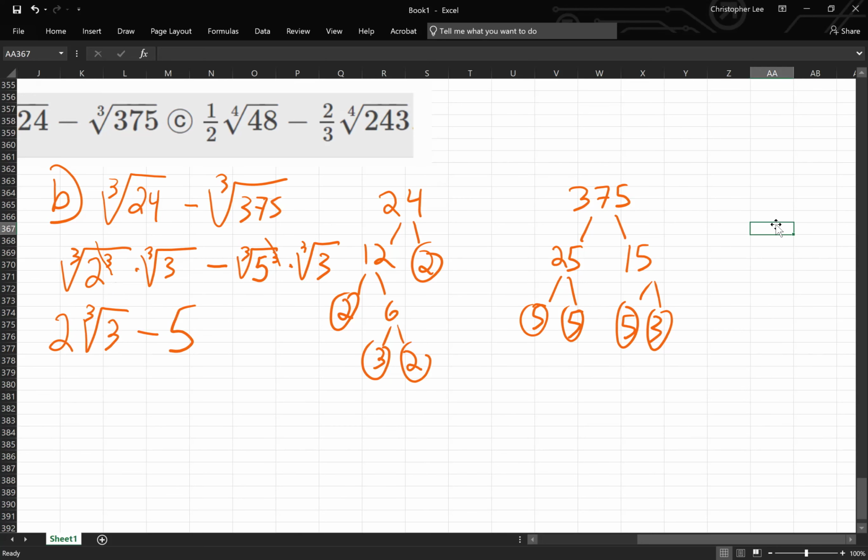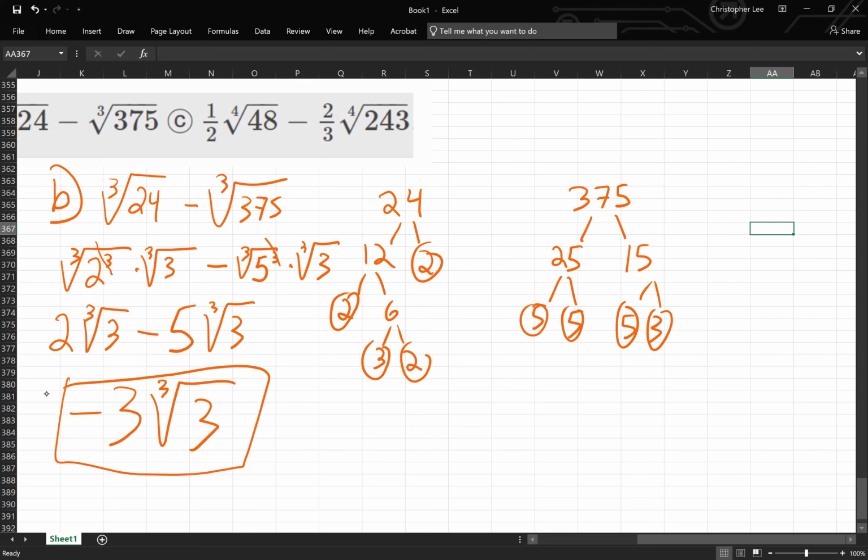Hold on. Cube root of 3. They have the same radical, the same index, the same radicand. So 2 minus 5 is what? Close. -3. So this is -3 cube root of 3. And then that's it. Questions on this?